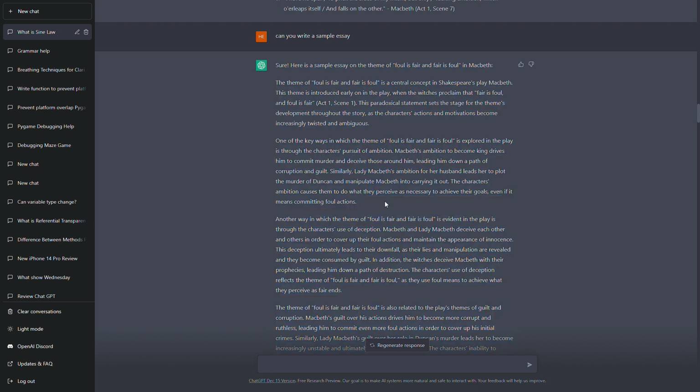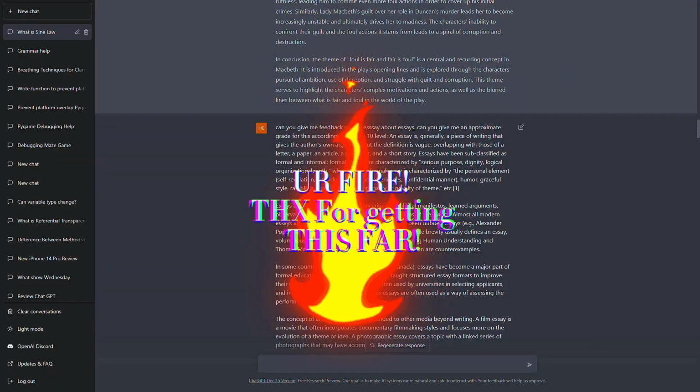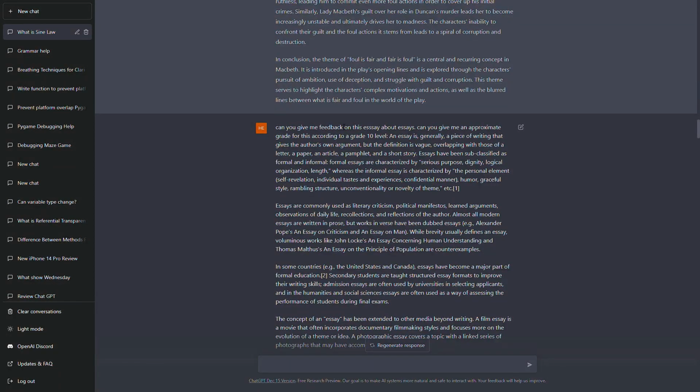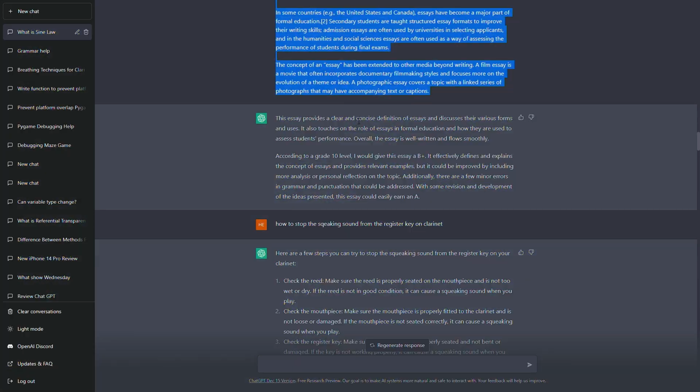patterns of how GPT-3 responds to things, and it's not super sophisticated right now, but it will get more sophisticated. So this would just be used for ideas. I basically copied and pasted this from Wikipedia. This is only a small part of the Wikipedia, so I said, can you give me feedback on this essay? Give me an approximate grade for this according to a grade 10 level. So this is what I copied and pasted from Wikipedia, and it said this is good, it flows smoothly.